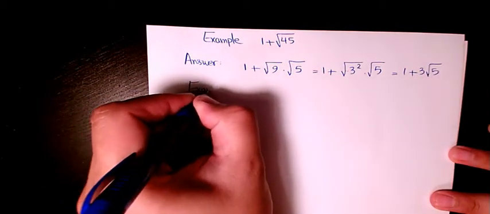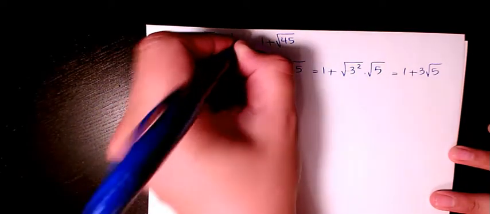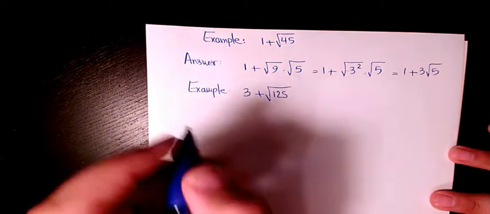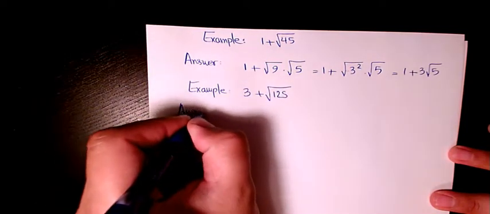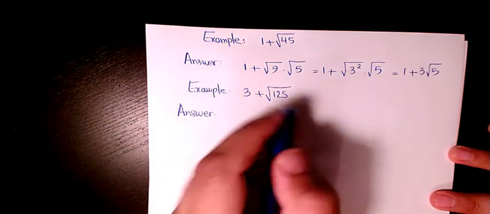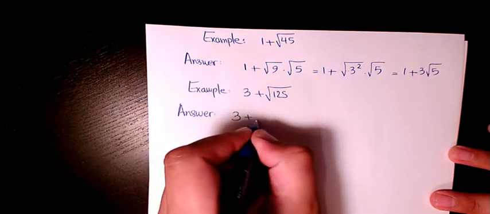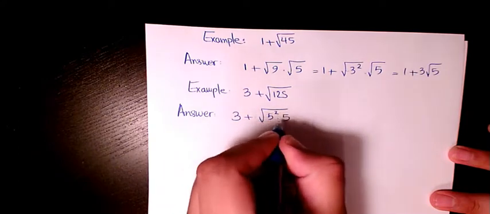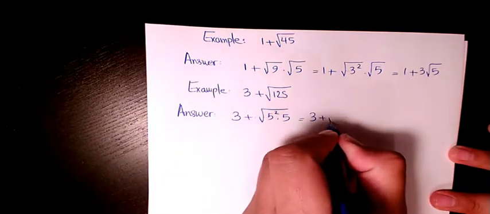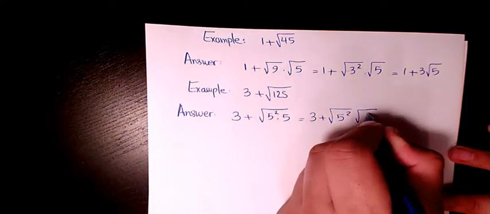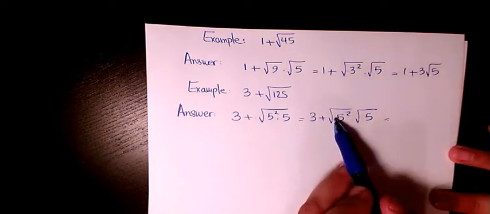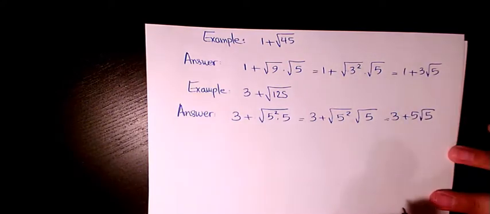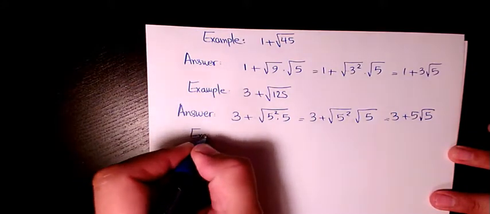Next example. 3 plus the square root of 125. The answer is 3 plus the square root of 125. 125 is 5 cubed, or 5 squared times 5, so it's going to be 3 plus the square root of 5 squared times the square root of 5. Then the square root and the square cancel each other. It will be 3 plus 5 square root of 5. That's the final answer.